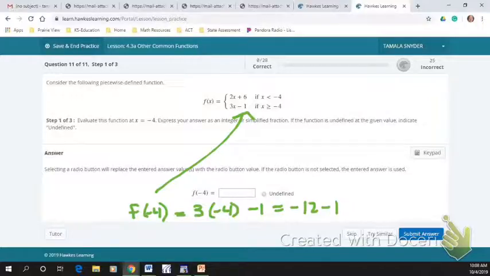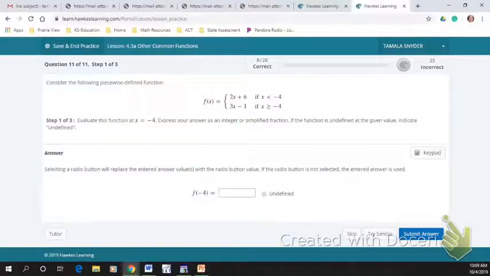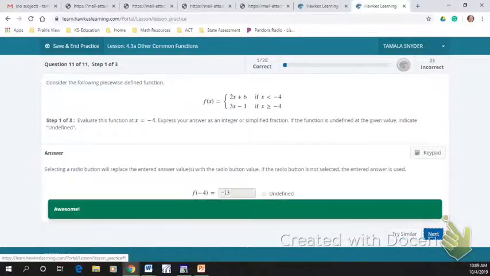Does everybody have that written down because my ink's going to disappear? Okay. All right, so I'm going to type in a negative 13. Is that what we said? Yes. Hit enter, and we'll see what step 2 says.